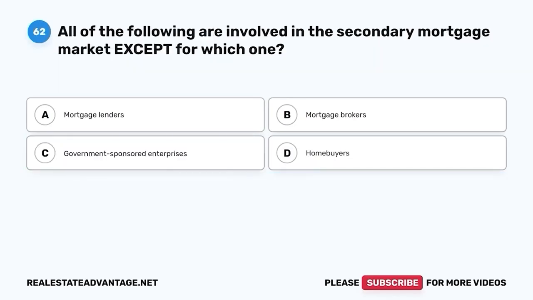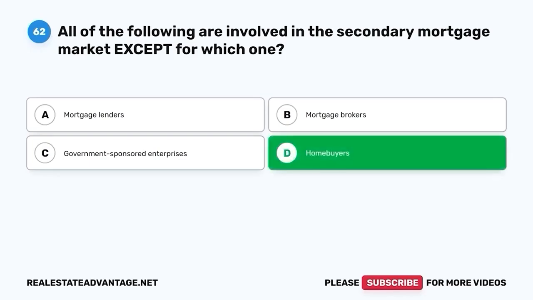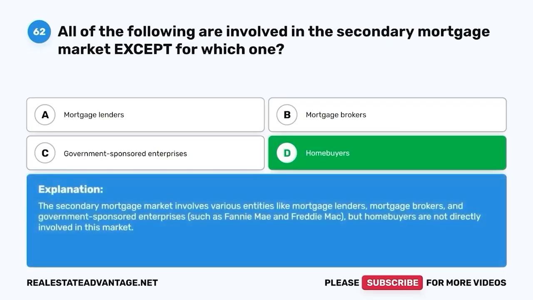Question 62. All of the following are involved in the secondary mortgage market, except for which one? A. Mortgage lenders. B. Mortgage brokers. C. Government-sponsored enterprises. D. Home buyers. The correct answer is D. Home buyers. The secondary mortgage market involves various entities like mortgage lenders, mortgage brokers, and government-sponsored enterprises, such as Fannie Mae and Freddie Mac, but home buyers are not directly involved in this market.